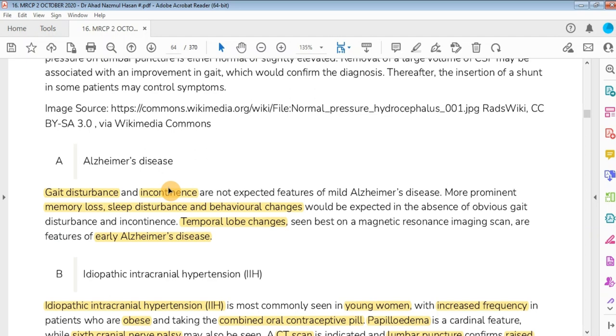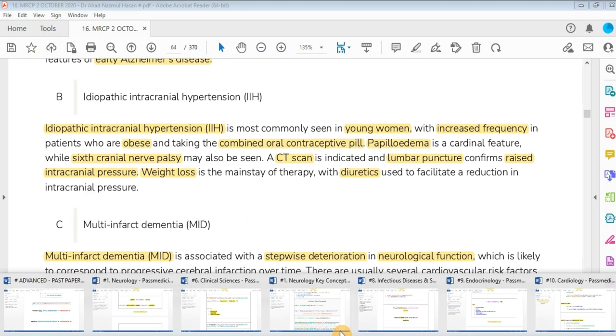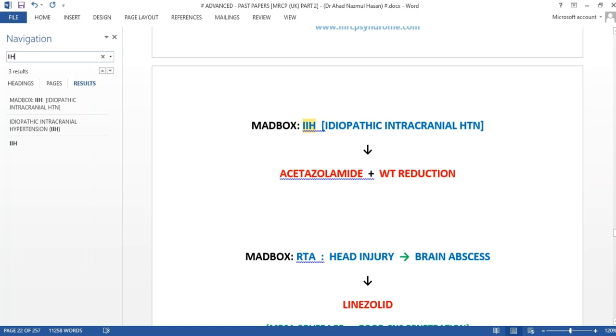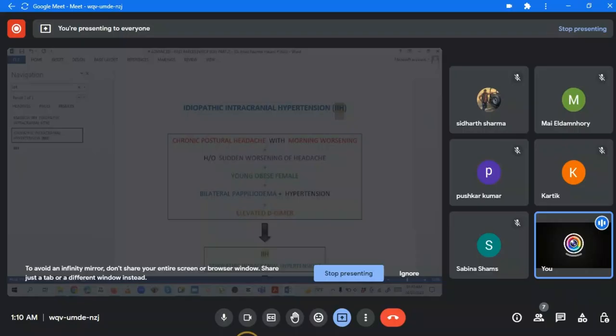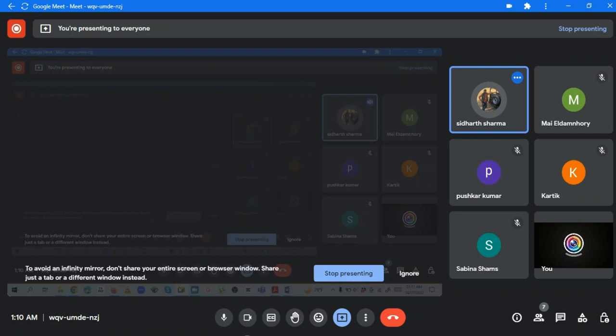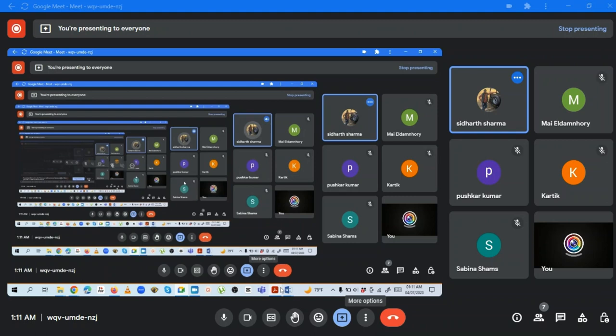And next one is idiopathic intracranial hypertension. Can anyone tell me the features of IIH? Idiopathic intracranial hypertension. So obese female who comes with symptoms of papilloedema and headache. Yes, very good. Anyone else?